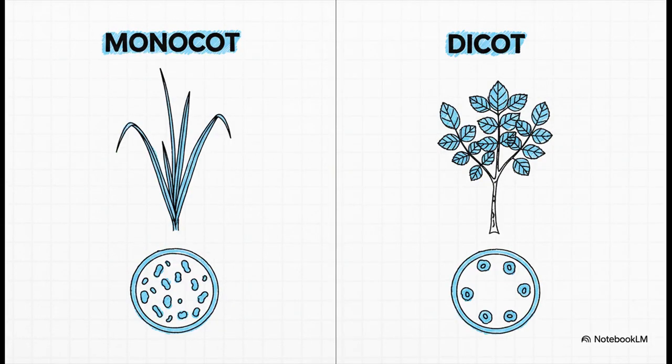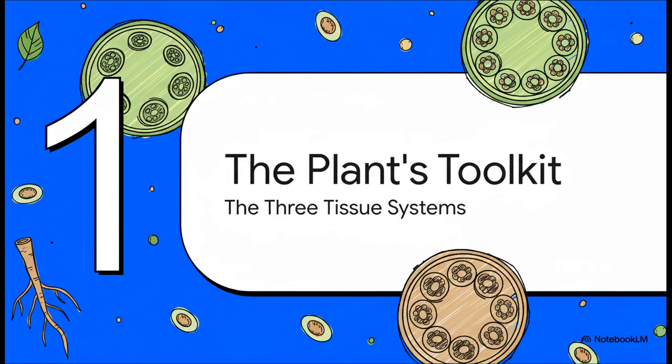Well, the answer comes down to two master plans that pretty much all flowering plants use. They're called monocots and dicots. You can think of them as the two major schools of thought in plant architecture. And if you get a handle on these two, you're well on your way to understanding how the whole plant kingdom works. But before we can compare the finished buildings, we've got to understand the building materials, right?